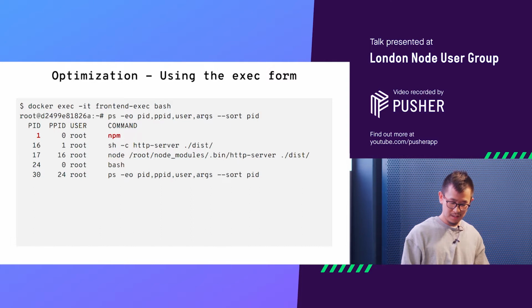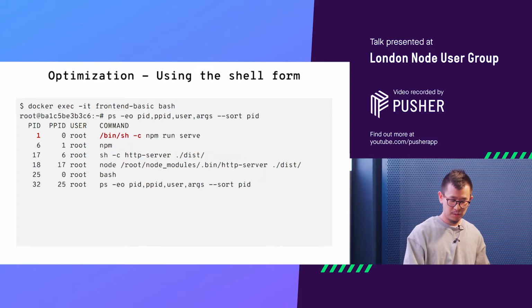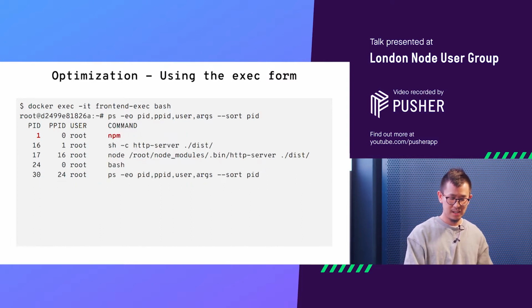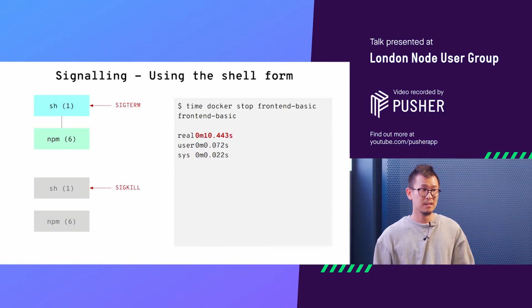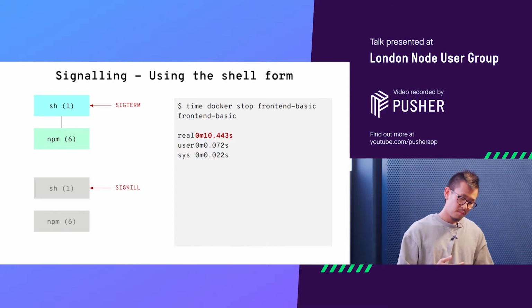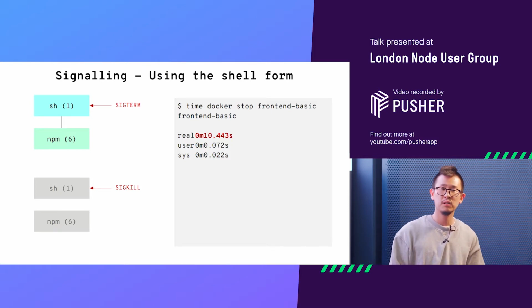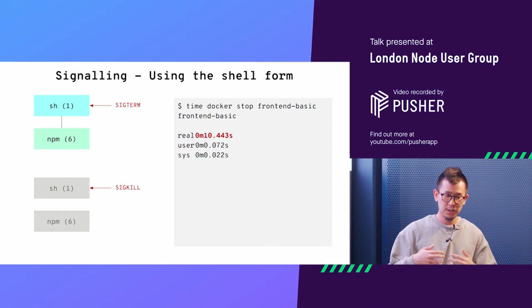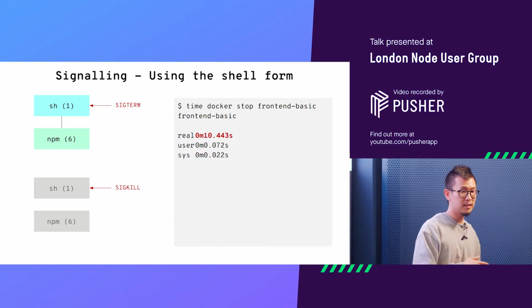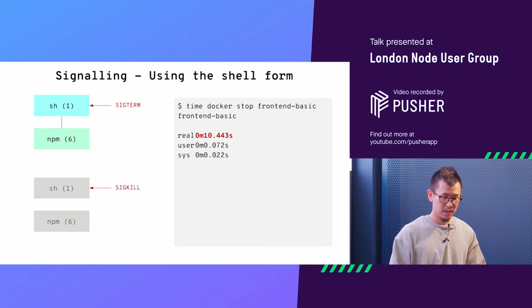So why does that matter? It just seems like we saved one process and use slightly less memory. It's not really important. What's important is the signaling. The PID 1 in any PID namespace or on your machine has a special role. It's the first process, so if it shuts down, every other process gets killed.